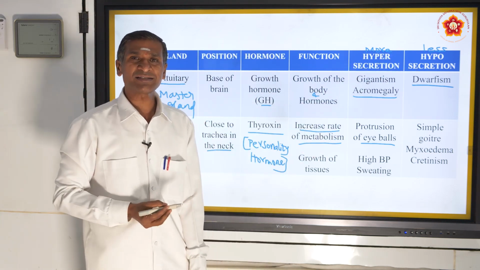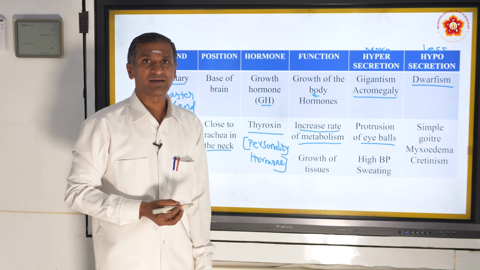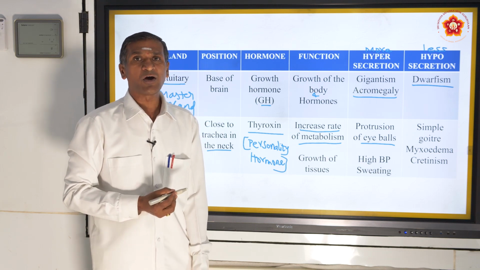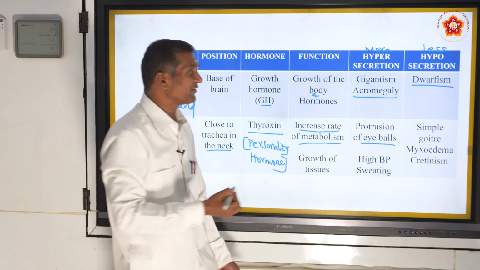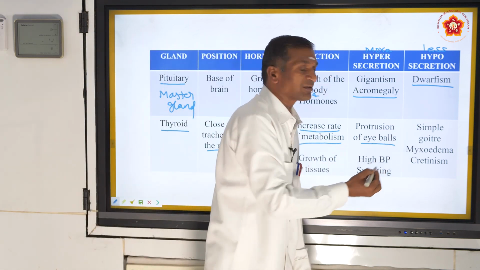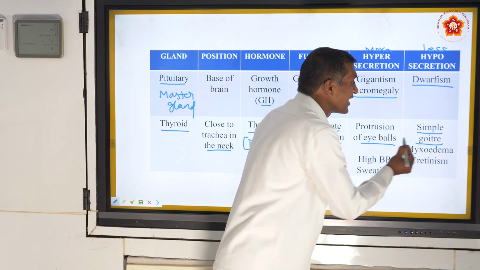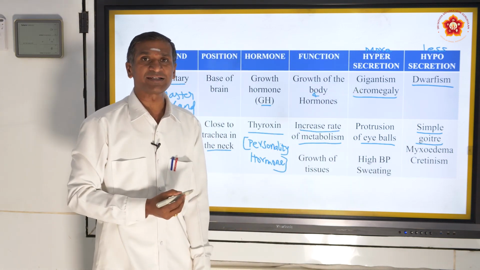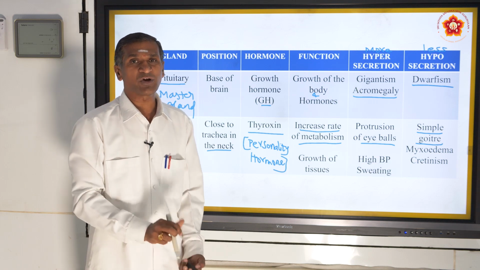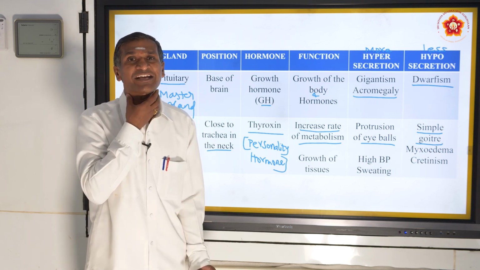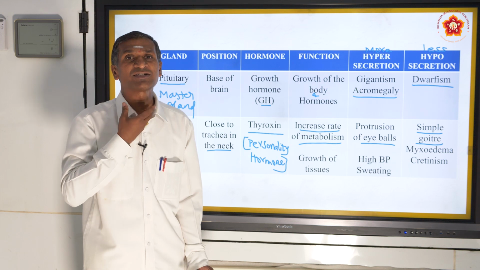Hyposecretion, less secretion of thyroxine. You all might have seen among your relatives someone suffering from less thyroxine, which leads to simple goiter. What does it mean? In Kannada we call it Galaganda Roga, simple goiter, swelling of the neck region. The neck region starts to swell.